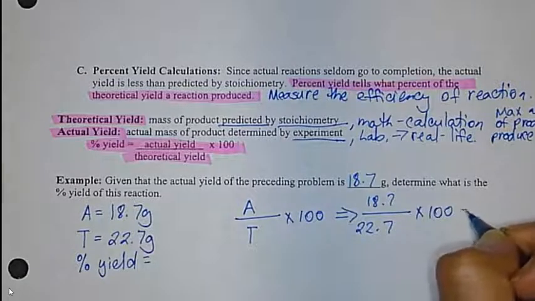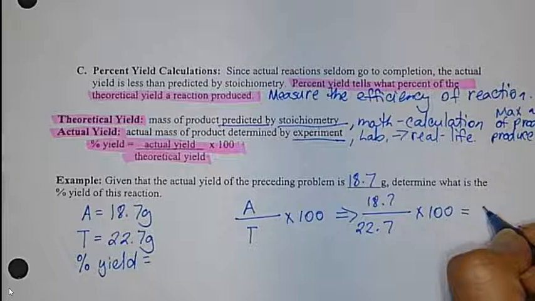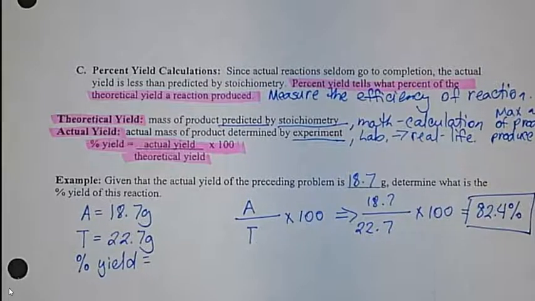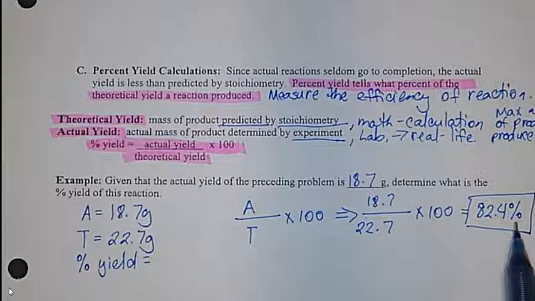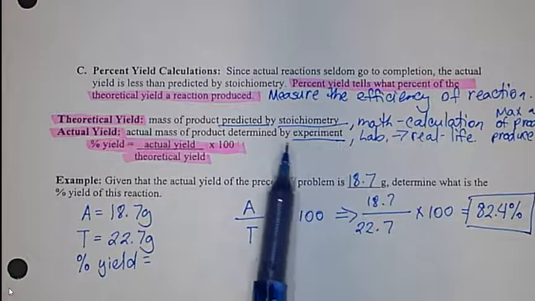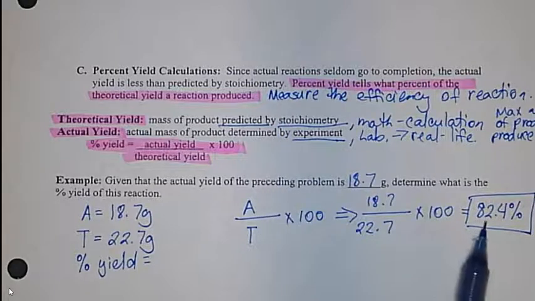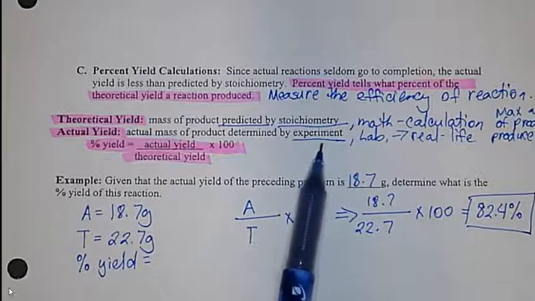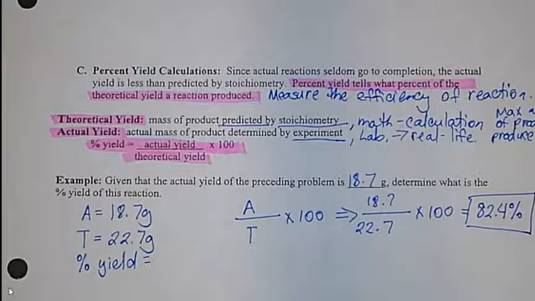When you put this into the calculator, you're going to get your answer to be 82.4%. Don't forget the percent sign, because this percent sign is your unit. So in this problem, 82.4% of the reaction was efficient. That means that from what you predicted as the theoretical yield, 82.4% of that experiment actually did occur in real life. Okay?